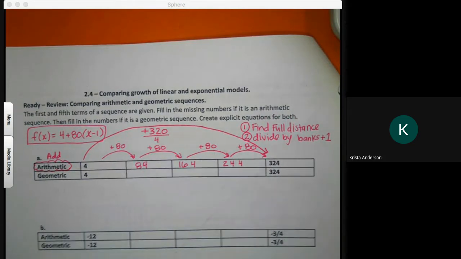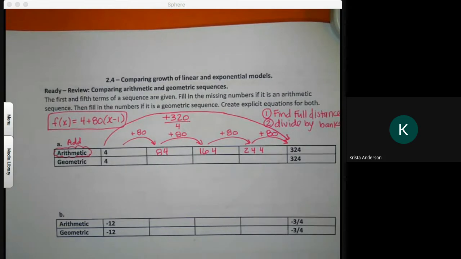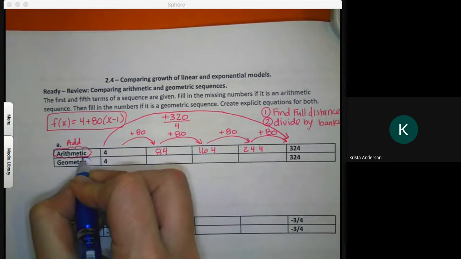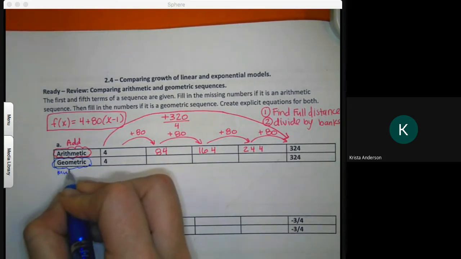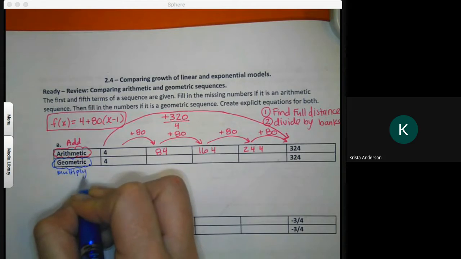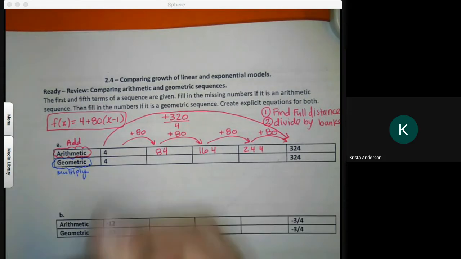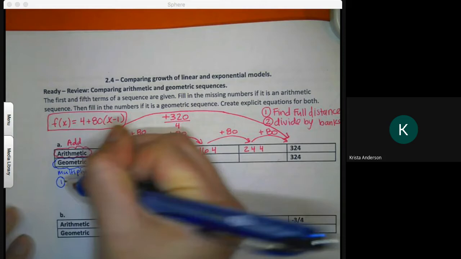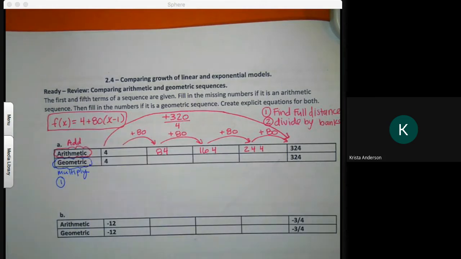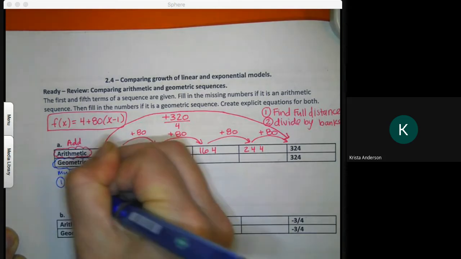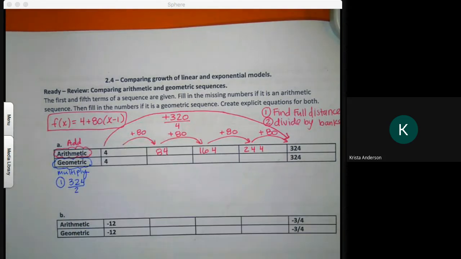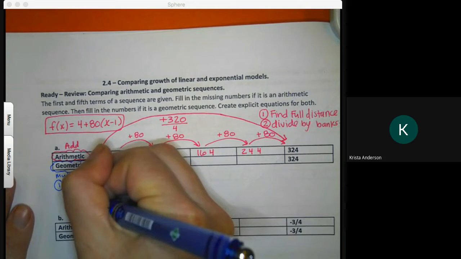Okay. So, yeah, let's talk about geometric. Geometric is multiplying. So, you were correct. The first step, will you tell me again what you were saying to do for the first step? Divide 324 by that. Yeah. I start with division on geometric. Whoa, that should be a 4. I'm sorry. 4, sorry.